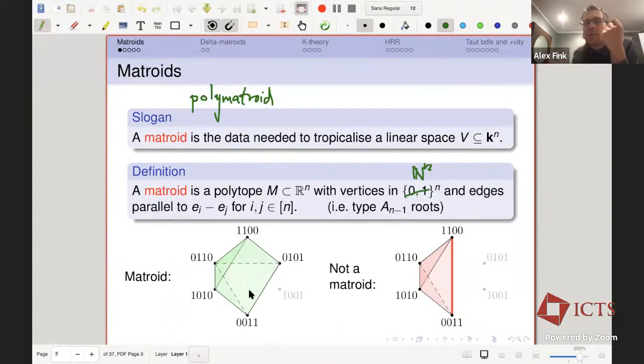And yeah, these have similar interpretations to matroids. So for instance, if I have a hyperplane arrangement, I get a matroid. If I have an arrangement of linear subspaces, but they're not all hyperplanes, I get a polymatroid. So yeah, that is an interesting thing to do.